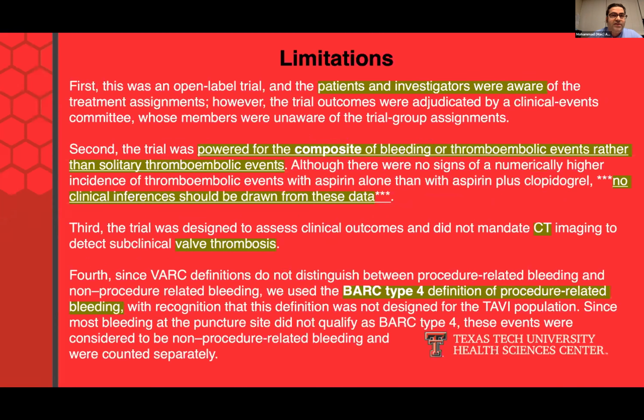Anyway, so first, this was an open label trial. Patients and investigators were aware of the treatment assignments. Second, when we talk about the limitations of these trials, particularly with the definition that they suggested, I have not come across a trial which individually has assigned a CT scan to confirm the event of thromboembolic events in these patients. So these were the limitations of the study.